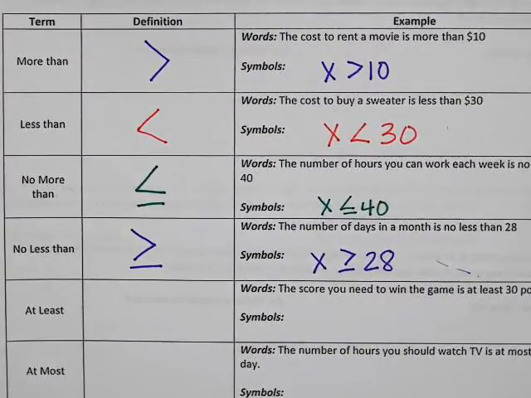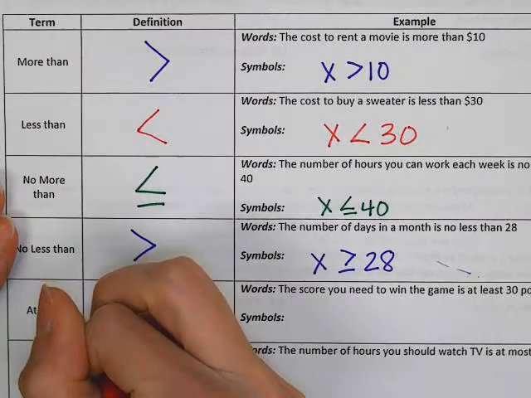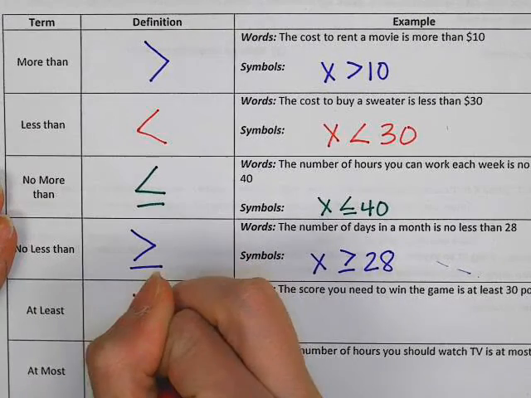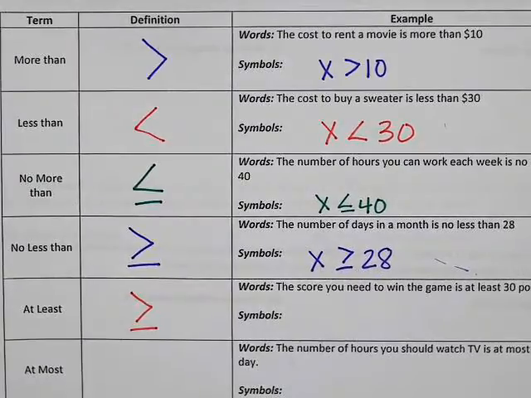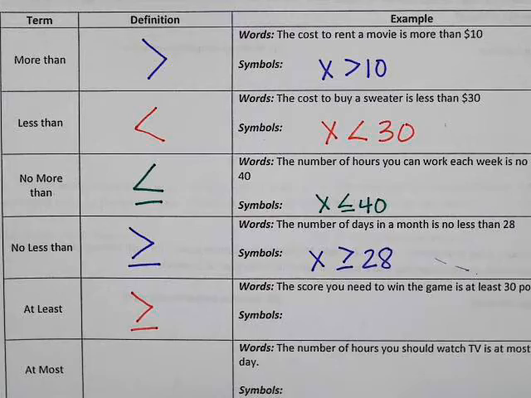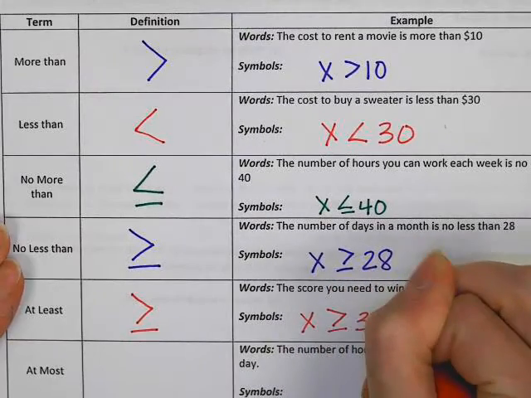All right, and we've done these already. If I say at least, it means that's the smallest it can be, so it's got to be greater than or equal to. So the score you need in the game is at least 30. If you need at least 30, you need to score greater than or equal to 30.